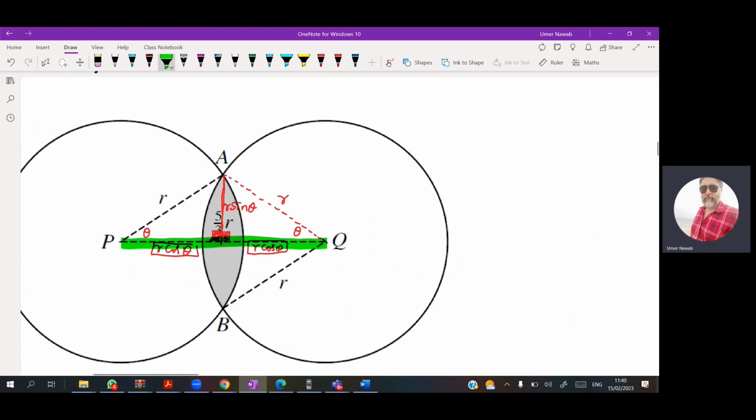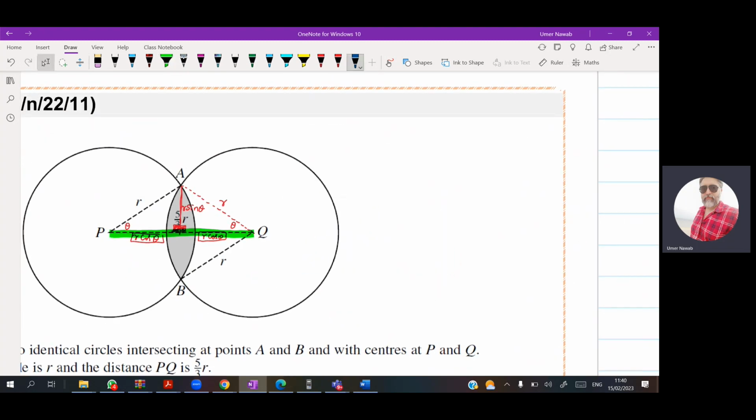Answer is yes. So write it here: r cosine theta plus r cosine theta, that should be 5 over 3r. So this r cosine theta is 2r. Cosine theta is equal to 5 over 3r.